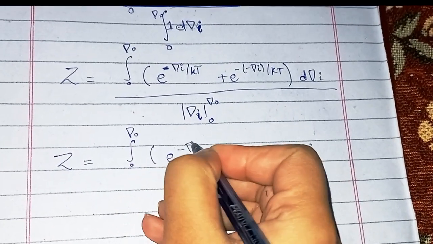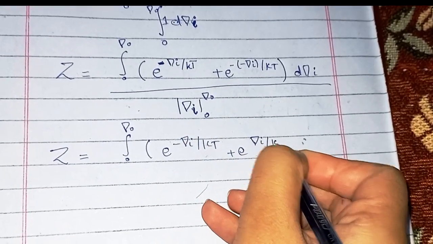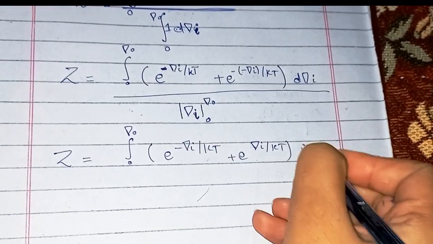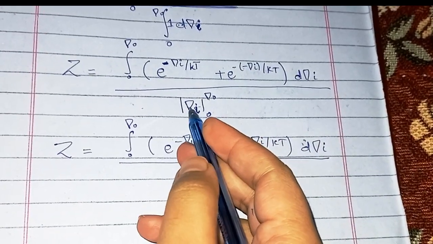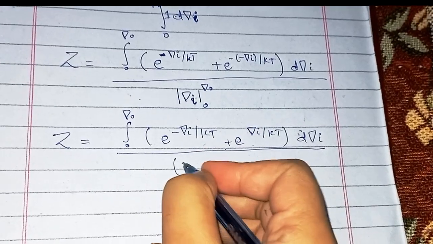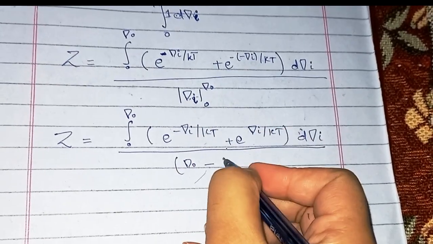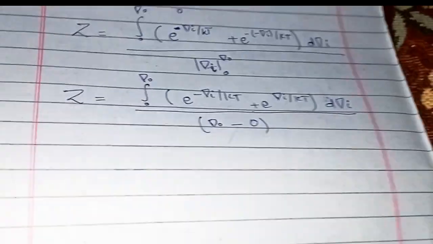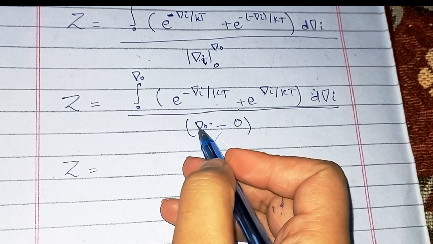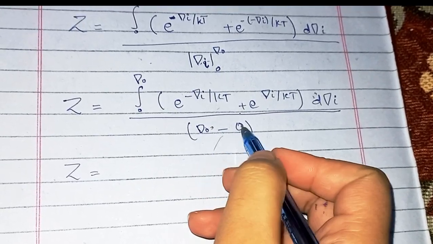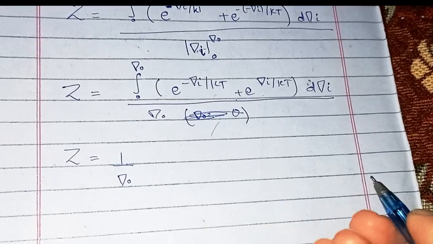So z equals, from 0 to delta naught, e to the power minus delta I by kt plus e to the power delta I by kt, because minus minus becomes plus, divided by the limit of integration. In place of delta I, we write the upper limit, which is delta naught, minus 0 for the lower limit. That is how you put the limit of integration, and delta naught minus 0 is delta naught, so we get delta naught in the denominator.